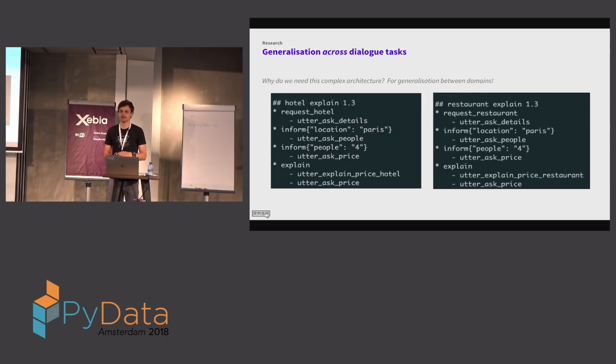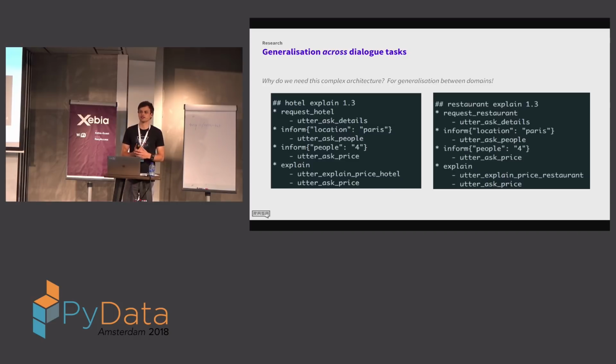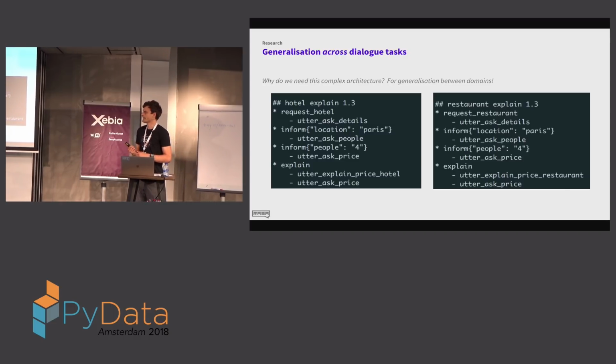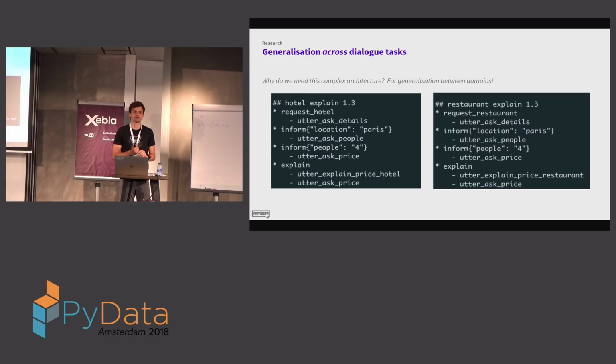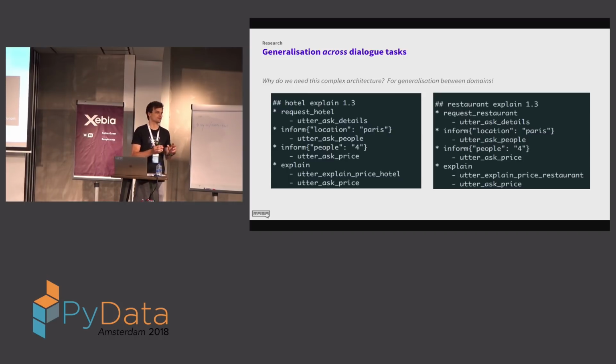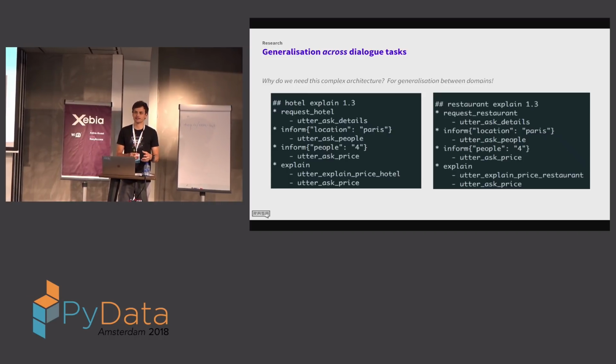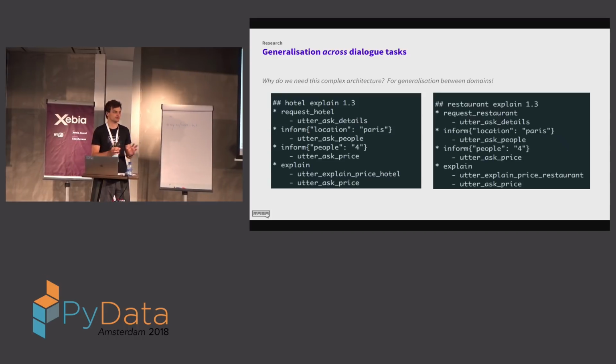And why do we do that? So why do we create new models? We want to generalize better between domains, right? So I've showed you how to create training data for one domain. Now you can go collect more training data for your domain.